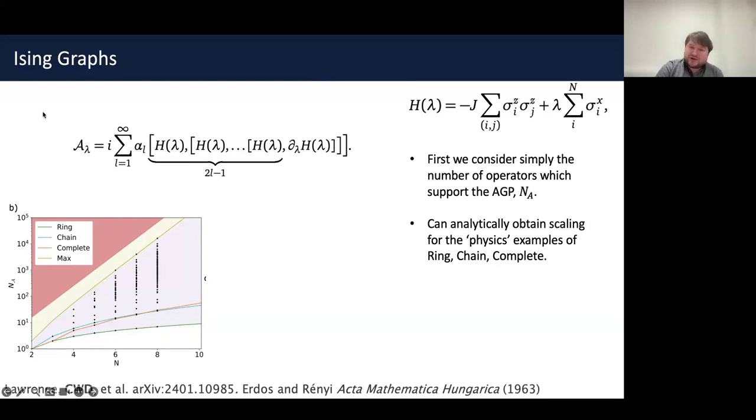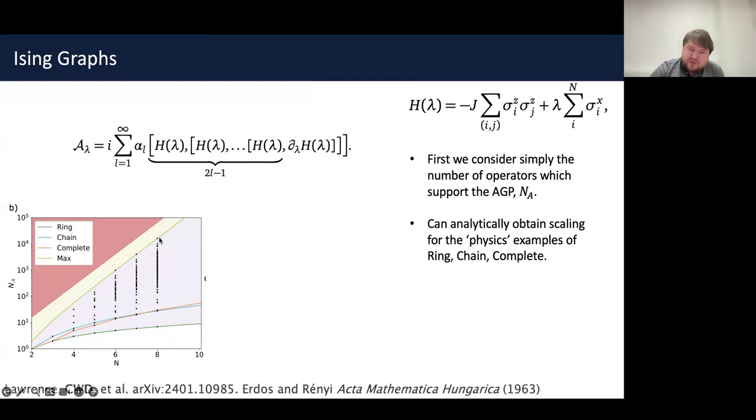My hope from starting with this form was that this won't scale exponentially in most problems. And this graph is a little bit deceiving, because you would see that there's a lot of things that scale exponentially. This is the number of potential operators that the adiabatic gauge potential could have support on for all graphs up to size 8. You can see here that we have analytical examples for the complete, chain and ring, which I'm not really going to get into, and then we have this sort of blob here.